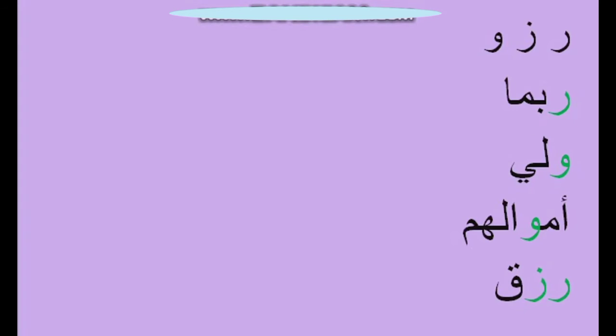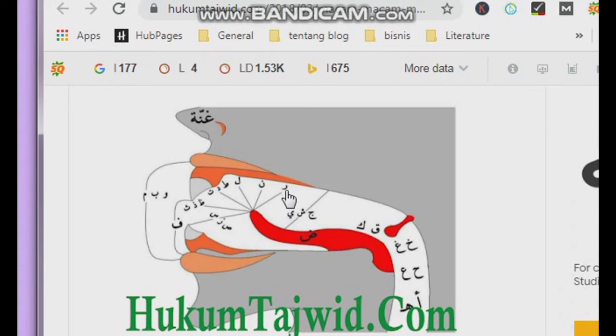Then the next letters: ra, za, and waw. How to pronounce ra? Put the tip of your tongue here: ra, ri, ru. And then za, you put your tongue on the top: za, zi, zu. I think it's similar to z. And then waw is like w, wow, wake up, it's the same.